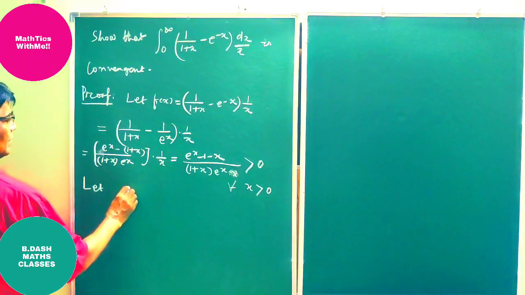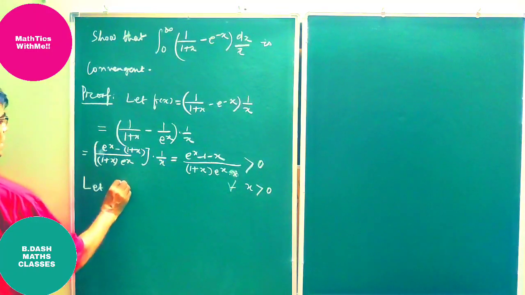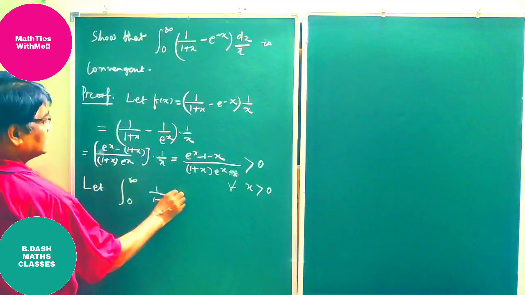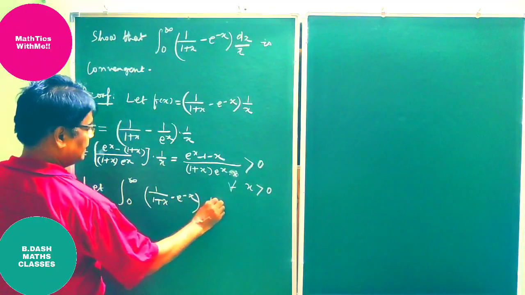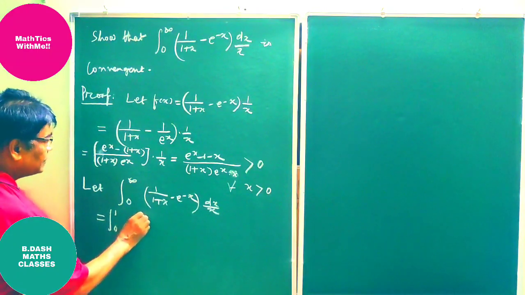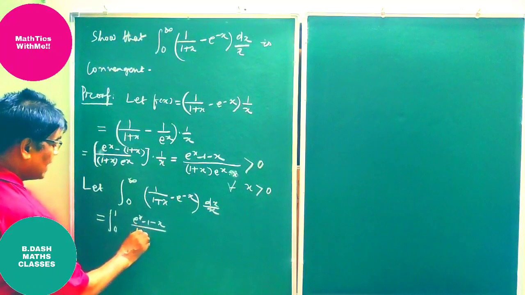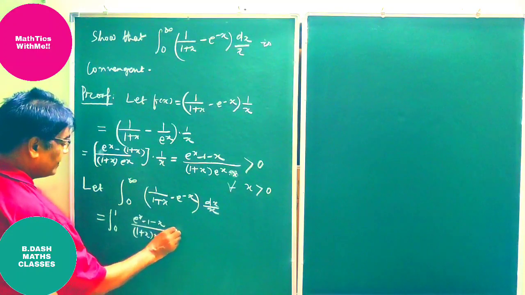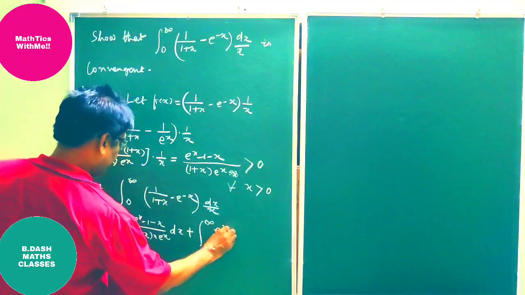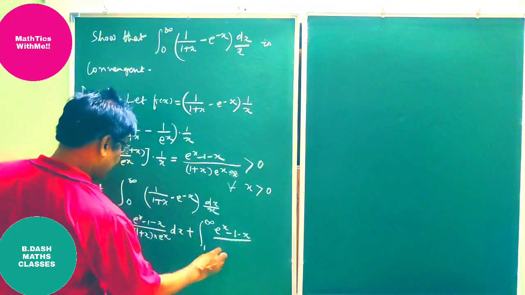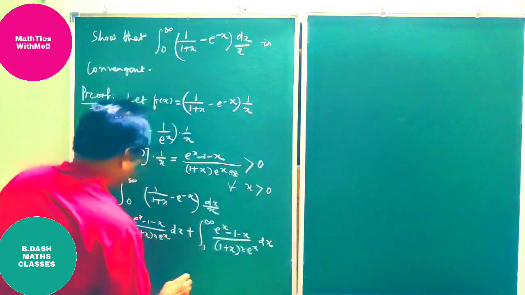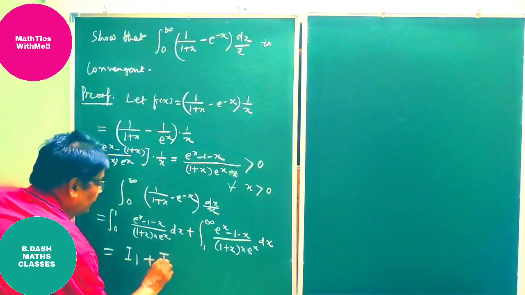Let the integration from 0 to infinity of (1 by 1 plus x minus e to the power minus x) dx by x be equal to the integration from 0 to 1 of (e to the power x minus 1 minus x) by (1 plus x) into x e to the power x dx, plus the integration from 1 to infinity of (e to the power x minus 1 minus x) by (1 plus x) into e to the power x. So let us call this one I1 and this I2.